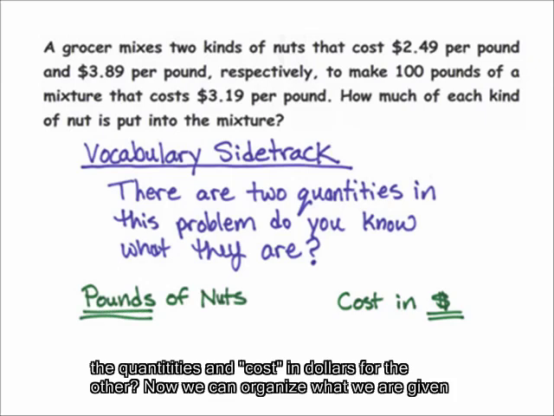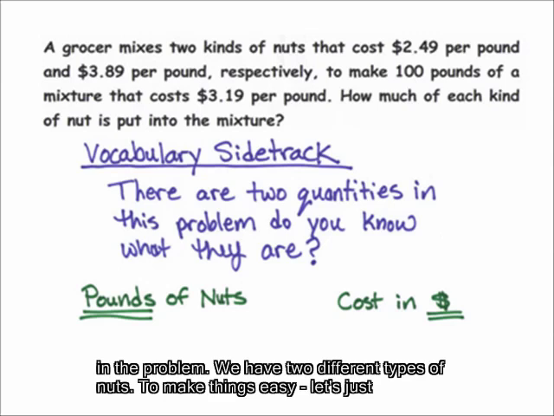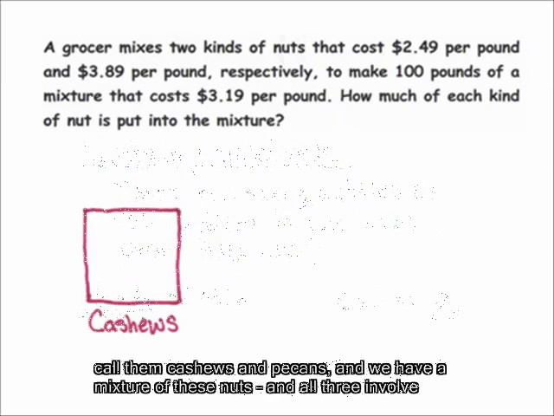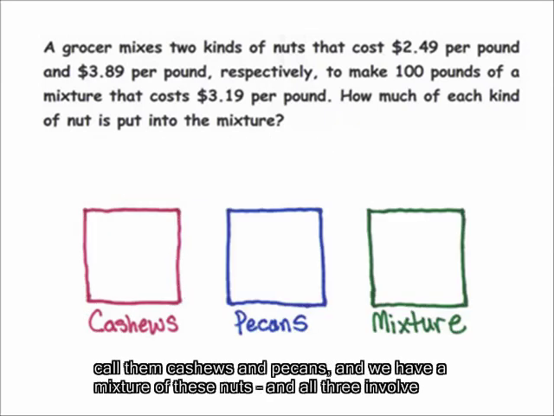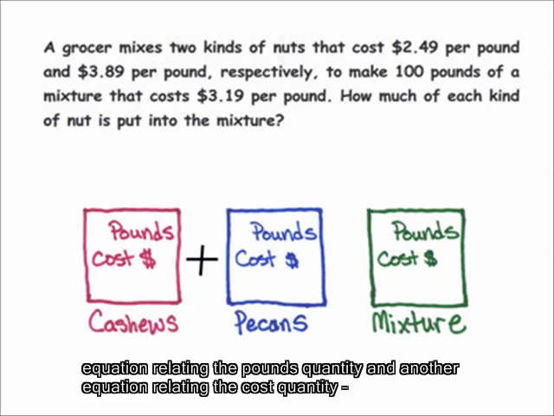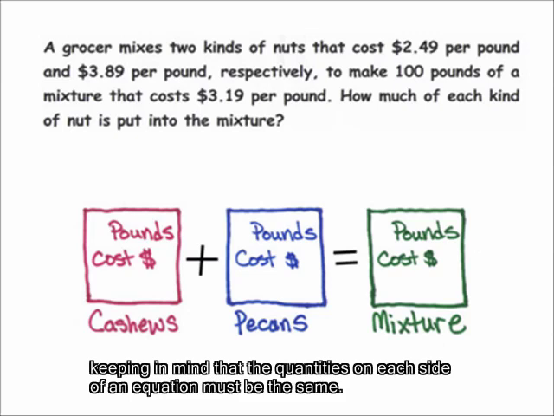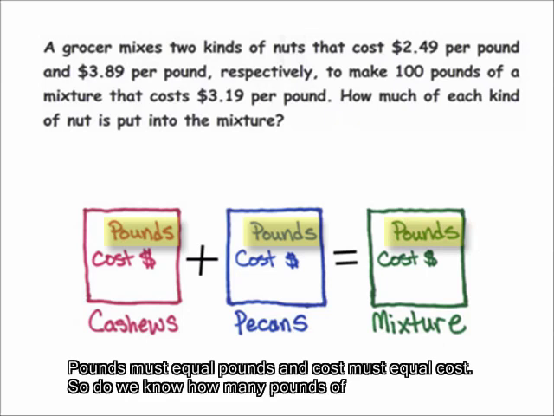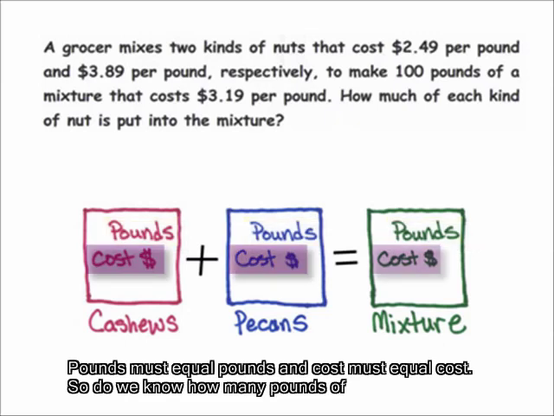Now we can organize what we are given in the problem. We have two different types of nuts. To make things easy, let's just call them cashews and pecans. And we have a mixture of these nuts, and all three involve both of our quantities, pounds and cost in dollars. Now we want to write one equation relating the pounds quantity and another equation relating the cost quantity, keeping in mind that the quantities on each side of an equation must be the same. Pounds must equal pounds and cost must equal cost.